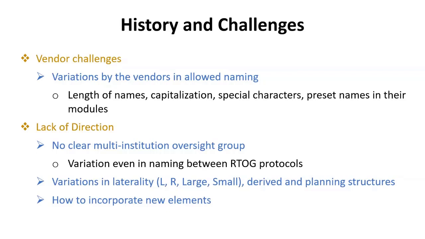If you go to the RTOG protocols, you will see there's a huge variation even between the RTOG studies themselves. Variation in laterality, for example left and right: you use LT or RT, or only L or only R, capital L or small L, and so on. Derived and planning structures: how to incorporate new elements. If tomorrow, or maybe after one year, new things come into your TPS, how can you name these things? Under which category should they be? How should you encompass these in your TPS, and so on?